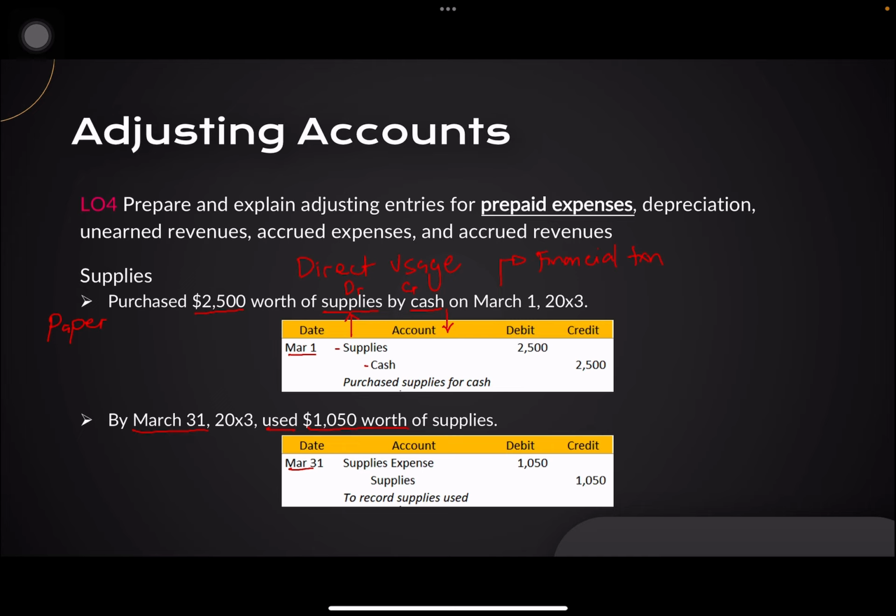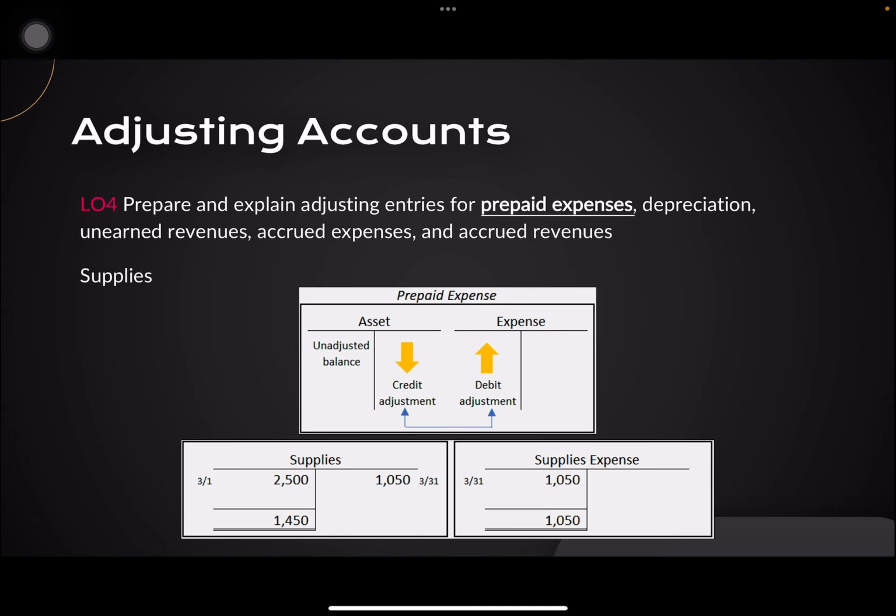Okay, so for every journal entry or adjusting entry that we prepare, we should update our ledger. So we will update the detailed record of these accounts. In this case, we have supplies and supplies expense. Supplies would be an asset, and supplies expense would fall under equity, specifically expense. So in your asset T account, initially you would put in here on March 1 the amount that you purchased, the opening balance.